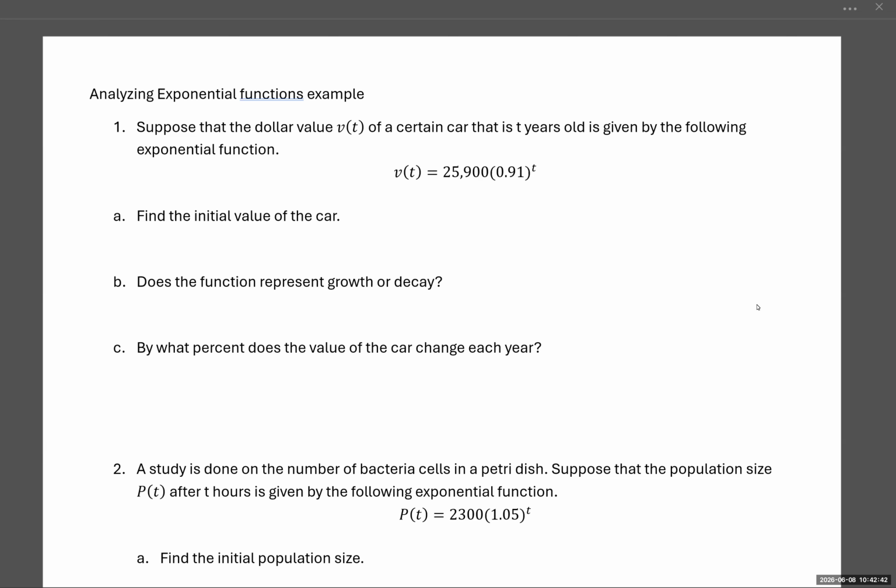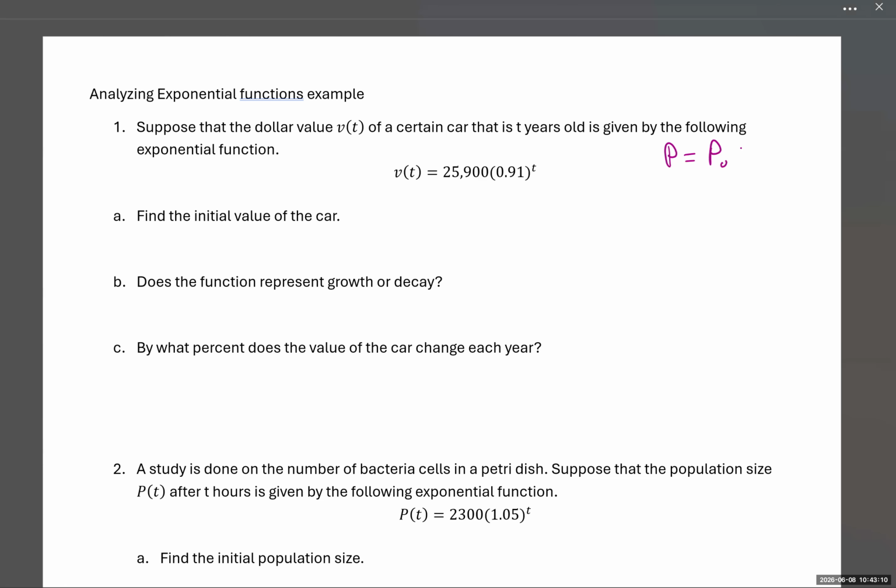In this example, we will be analyzing specific types of exponential functions. So for example, on the first one, suppose that the dollar value of a certain car that is t years old is given by the following exponential function. V of t equals 25,900 times (0.91) to the power t. So our general exponential equation that we're working with looks like this.